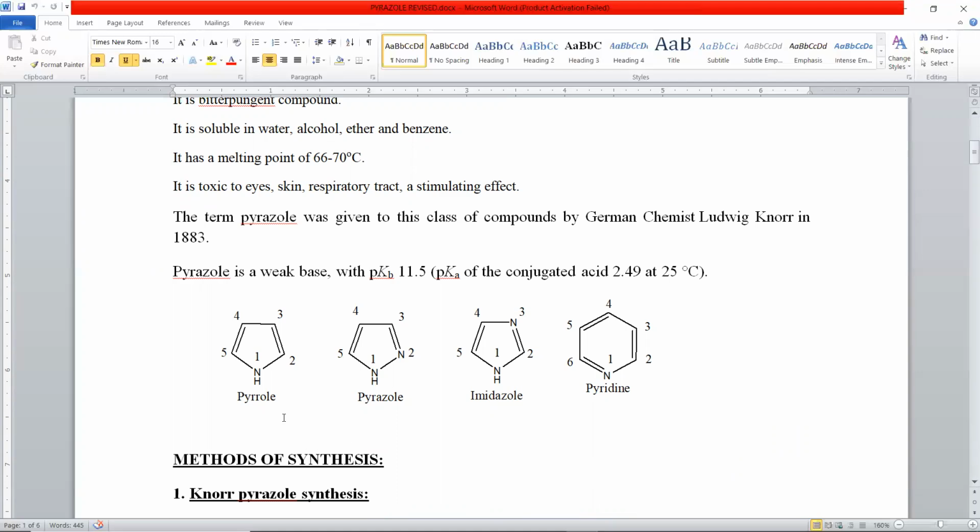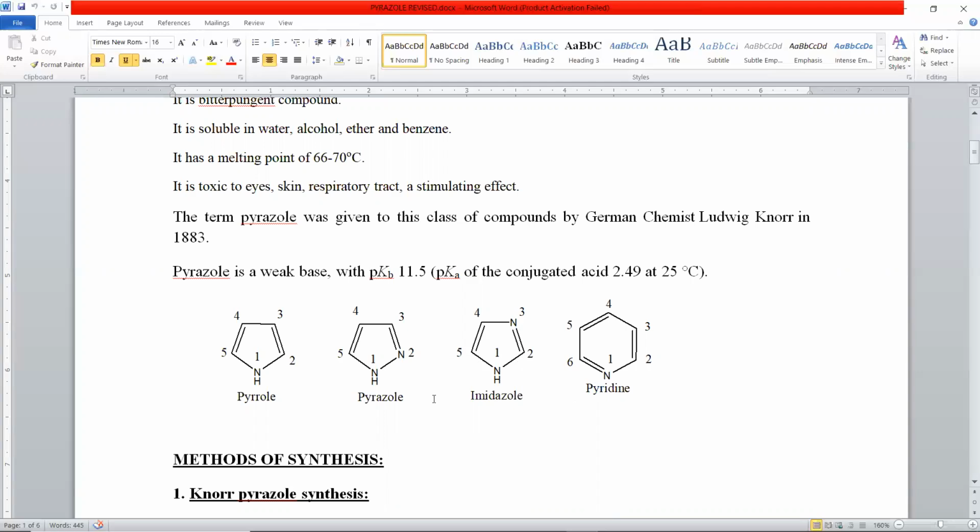So if we compare, this is pyrrole, a 5-membered heterocyclic ring system containing 1 nitrogen atom. Pyrazole is a 5-membered heterocyclic ring system containing 2 adjacent nitrogen atoms in 1 and 2 position. Imidazole is a compound having the same molecular formula as that of pyrazole, but the 2 nitrogen atoms are in 1,3 position. Imidazole is also a 5-membered ring system. This is pyridine, which is a 6-membered ring system containing 1 nitrogen atom.